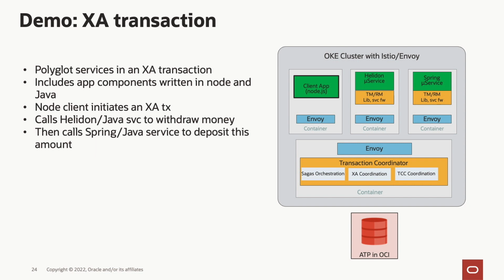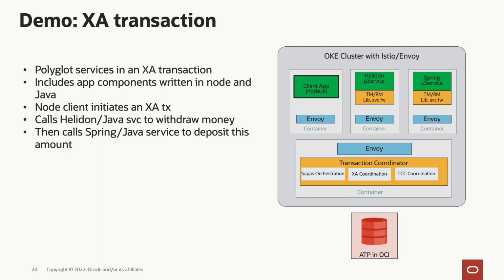So here the client written in Node.js initiates the transaction. It calls the Helidon service to withdraw money, and then the Spring service to deposit it. So with that, let me hand it over to Brijesh. I'll stop sharing, and then Brijesh, you can share. Thanks, Deepak.